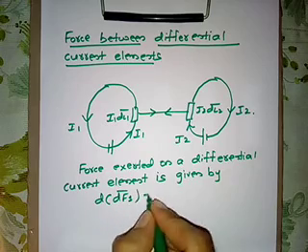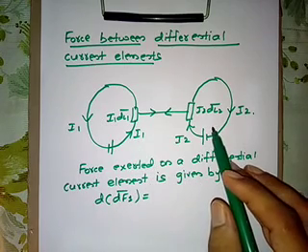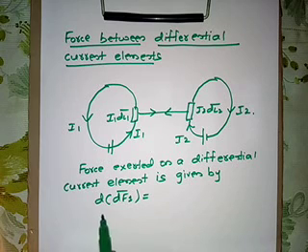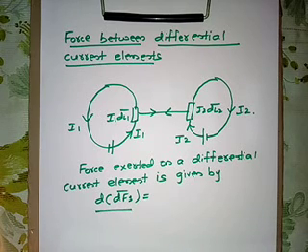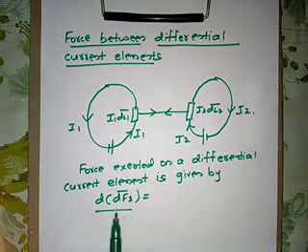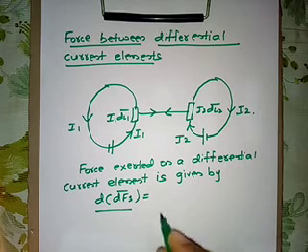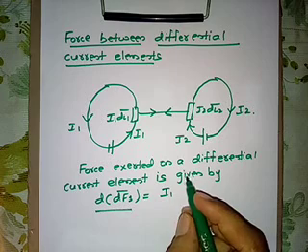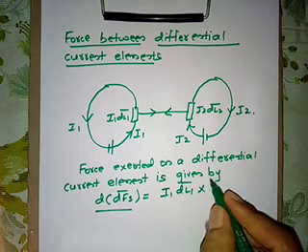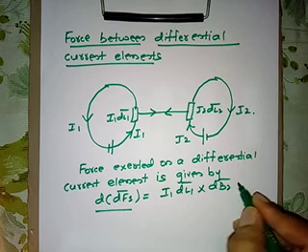So I am finding the force exerted on the first current element due to the magnetic field of the second current element. As it is the force exerted between two differential current elements, we are considering it as d of df1. If it was the force of a differential current element on a point charge, then we would have simply considered it as only df1 bar. But as it is between two differential current elements, I am considering it as d of df1 bar. So this is equal to I1 dl1 bar into db2 bar. Take it as equation 1.